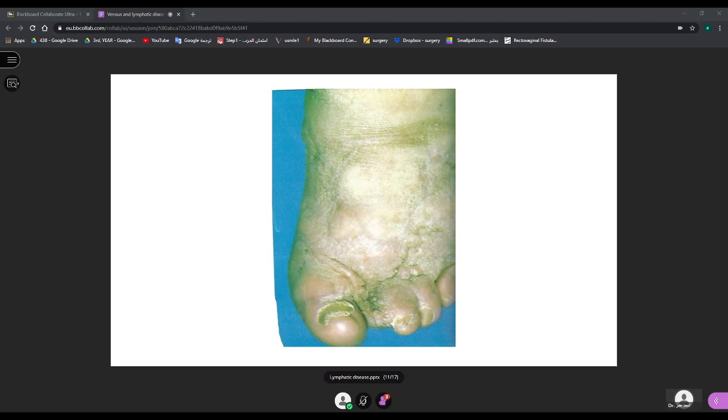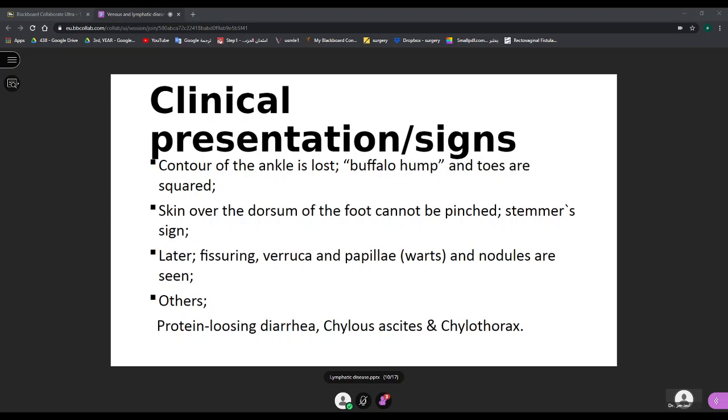of lymphedema. So here is one difference between lymphedema and venous disease. Venous disease usually affects the calf, the leg, or there is venous thrombosis. And lymphedema, particularly the primary one, usually involves the foot. So this is buffalo hump. This buffalo hump or square foot is usually due to lymphedema.